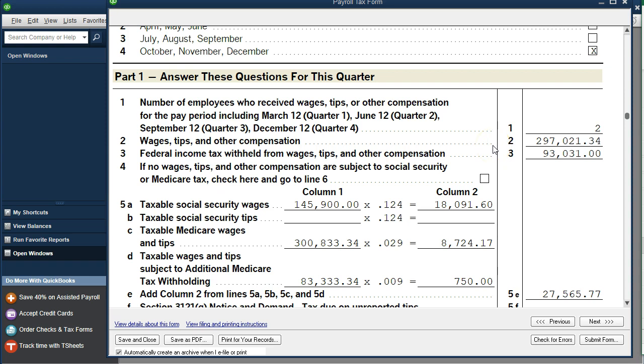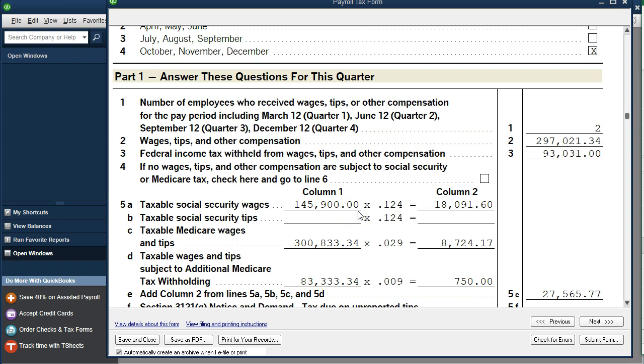Line 2 has the FIT wages, and then we've got the wages over here for the taxable Social Security, the taxable wages for Medicare, and then the taxable wages and tips subject to additional Medicare tax withholdings. And this is going to be for the high earner here, so you'll note that we have this additional tax if we're over a certain dollar amount for the Medicare. We're going to focus in here on these two items.